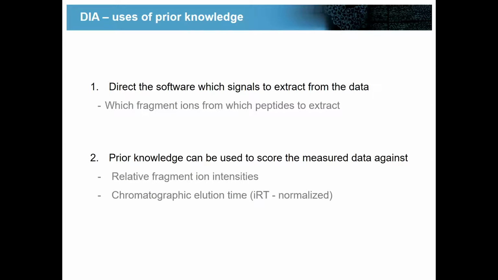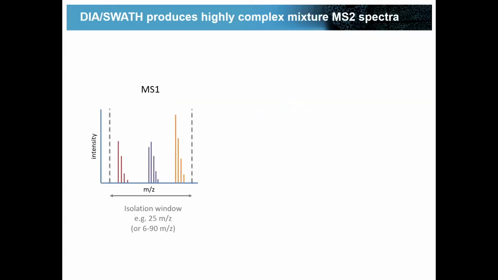And this is primarily in the form of, firstly, which peptides are most observable, but then what are the relative fragment ion intensities in the spectra for these peptides, and what is the chromatographic behavior of these peptides, and this usually has to be done in some kind of normalized space. So I'll describe a little bit about this.